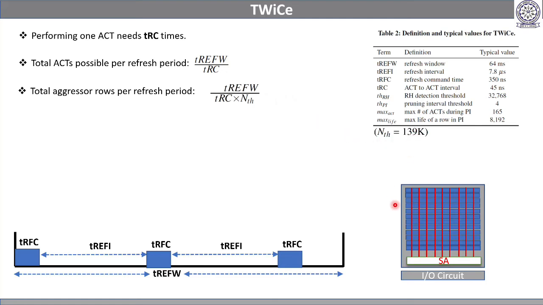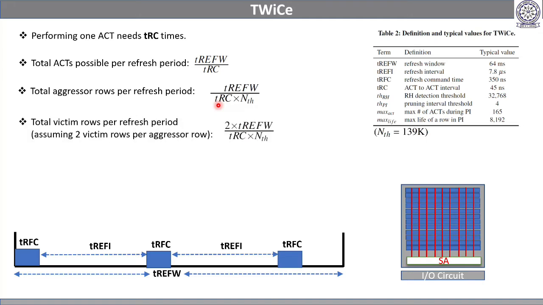So if there are 139,000 activations to a particular row, suppose row number 3, in a particular refresh period, then definitely there will be a bit flip. The total number of aggressor rows we can count from these values divided by NTH. And if this is the total number of aggressor rows, then how many victim rows are possible? If we consider that each aggressor row has 2 victim rows, then the total number of victim rows is 2 times this.